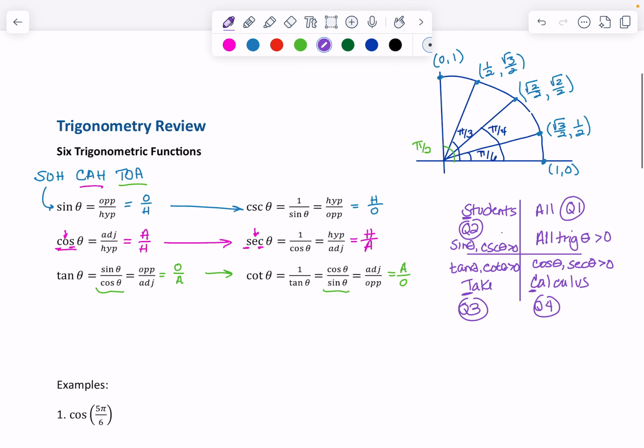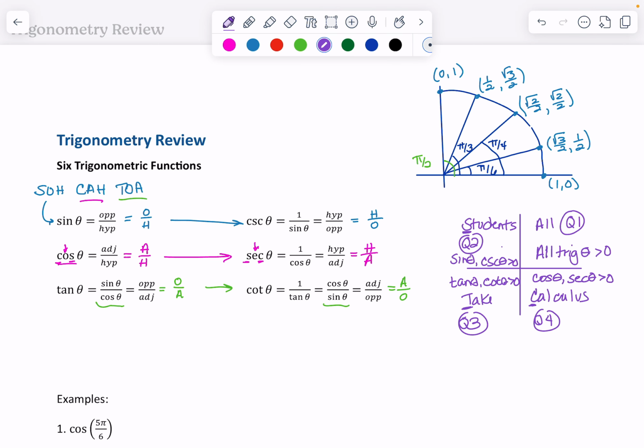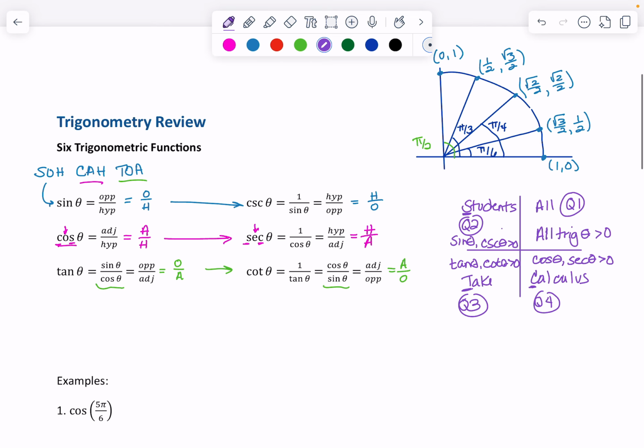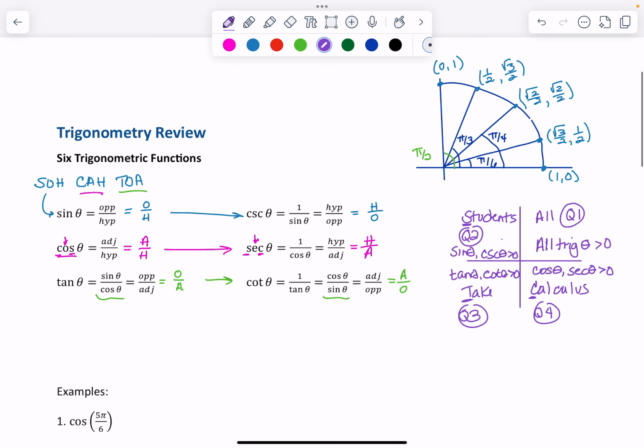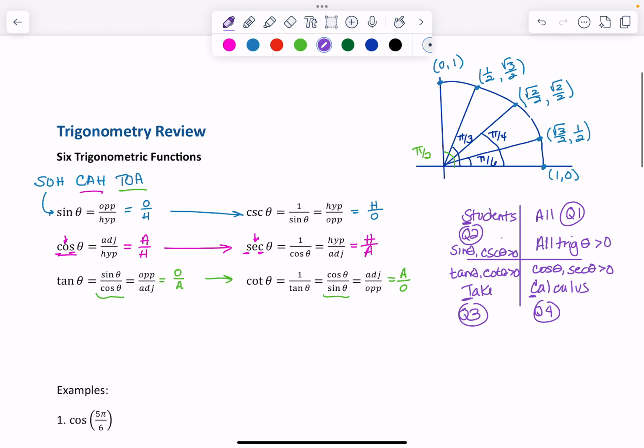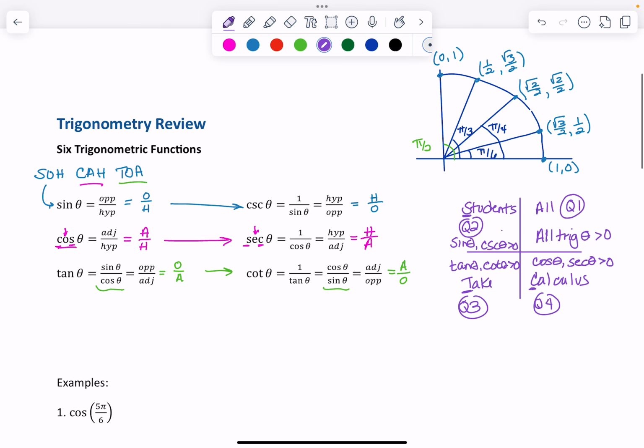This sort of stuff I went through in a previous video, so if you haven't looked at that, go ahead and take a look at that to review. All right, I'm going to talk about how we can use these to find the exact values of different trig functions. So let's go ahead and start with that.